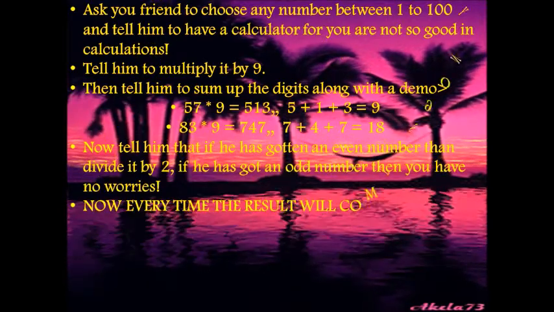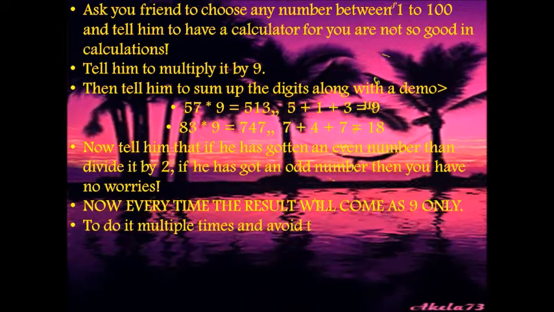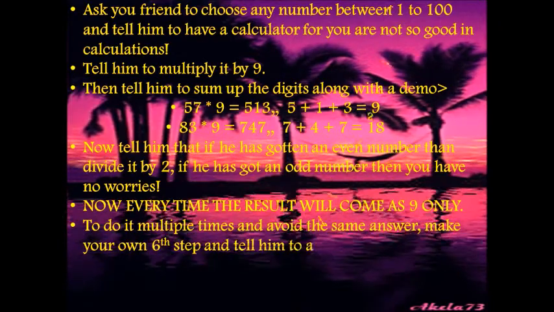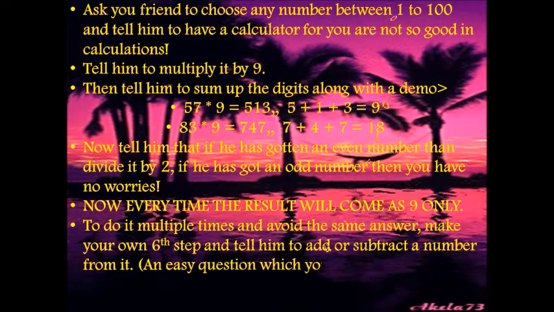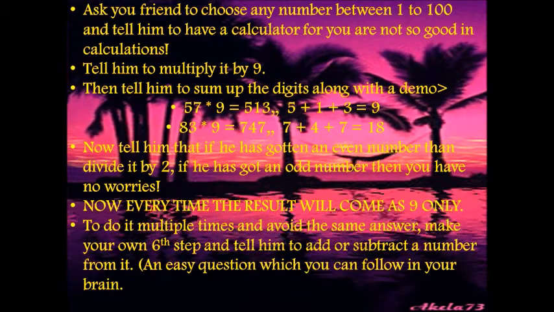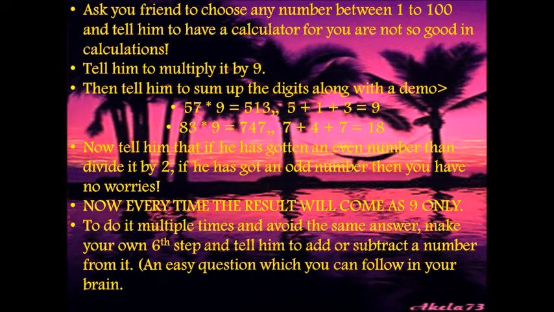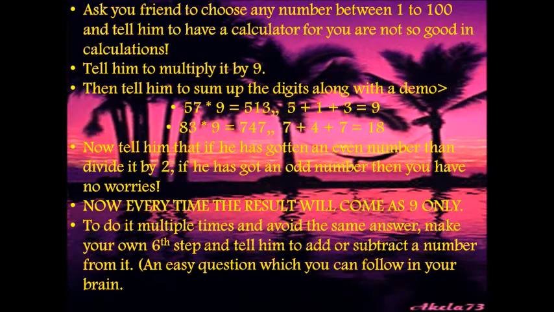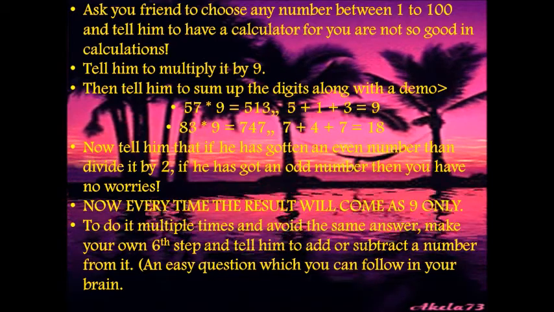For example, if the number he chooses is 57, then multiply it by 9 and you'll get 513. So, sum up the digits means add 5 and 1 and 3, and you will get the number 9. Similarly, for 83, multiply by 9, so you will get 747. 7 plus 4 plus 7 equals 18.